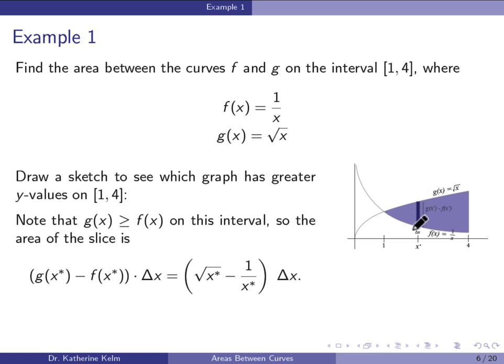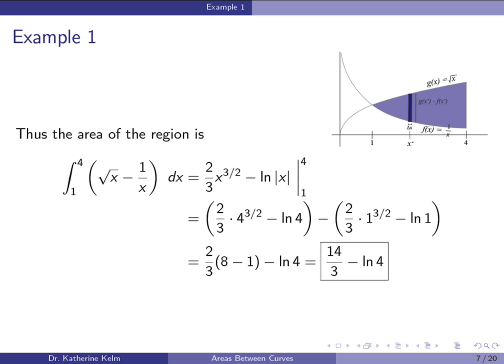So the area of a representative slice is g of x star minus f of x star times delta x. In other words, the square root of x star minus 1 over x star, all times delta x. So the area of the region is the definite integral from 1 to 4 of the square root of x minus 1 over x dx. You're welcome to pause the video to look at details, but the answer you should get is 14/3 minus natural log of 4. That's the area of this region.